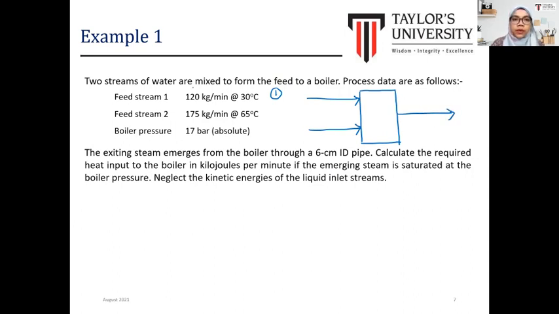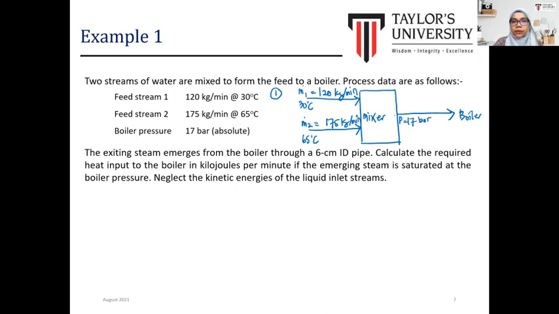Okay, the given information. We have the mass flow rate, so m1 equal to 1 kg at 30 degrees Celsius, and m2 is 175 kg at 65 degrees Celsius. And then the feed, okay, this is feed to the boiler. Okay, the mixture, our system is the mixture. And then the pressure is given, 70 bar.